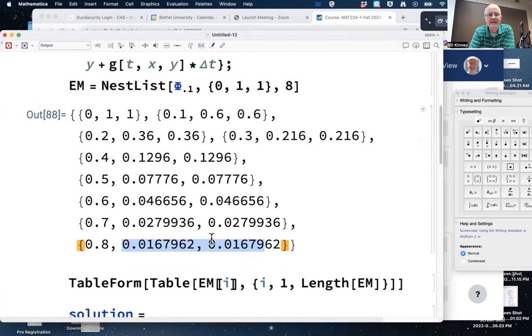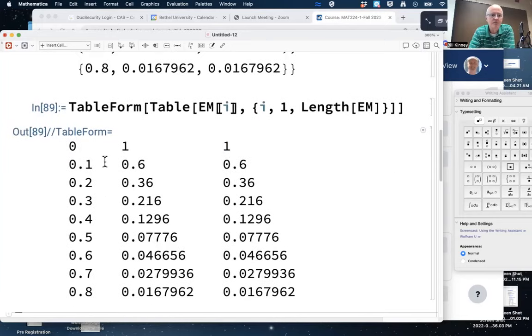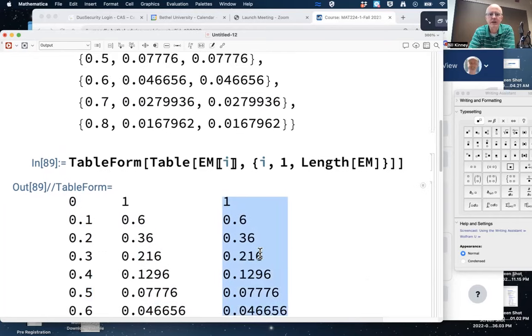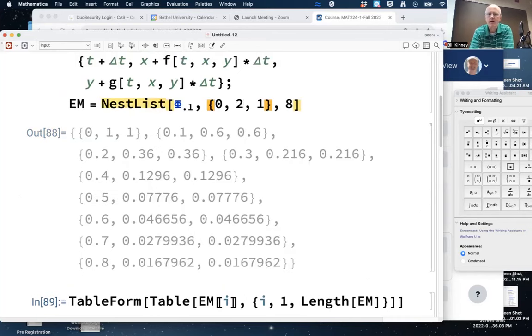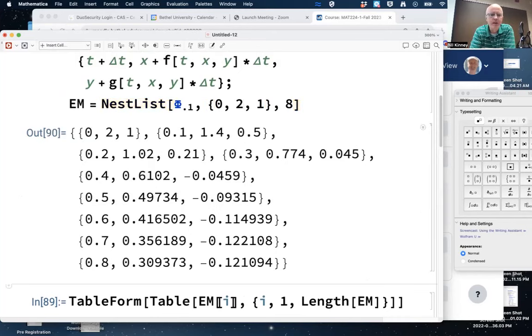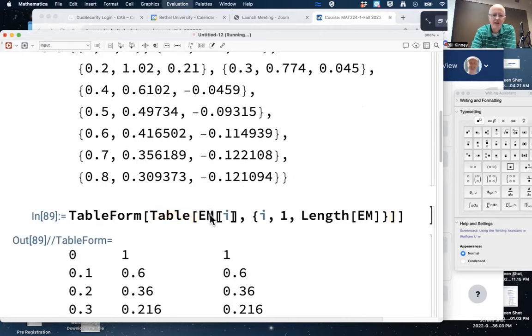TableForm all it does is present the data in a nice table. So here are the values of t, here are the corresponding values of x, and the corresponding values of y. If I pick a different initial condition, like say 2, 1, then the coordinates will not all be the same. They aren't. Okay, this is resulting in data giving us coordinates that are not all the same. Let's stick with that initial condition now.